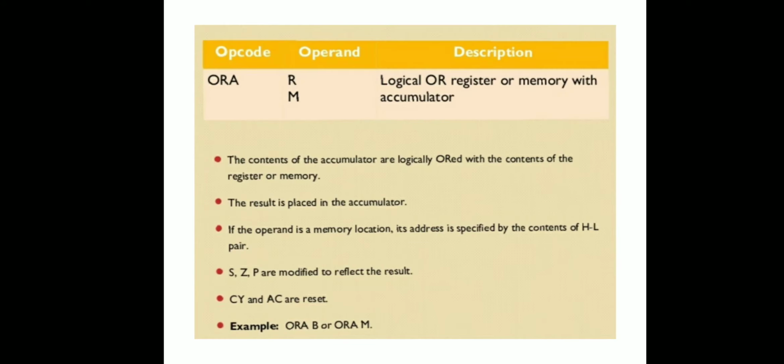Now, logically OR register with the content of the accumulator. Here, the content of the accumulator is logically ORed with the content of the register or memory. Also, the result is stored in the accumulator, and for any memory location, the address is specified by the content of the HL pair. The flag register is also modified to reflect the result, and the carry flag and auxiliary flag are both reset.